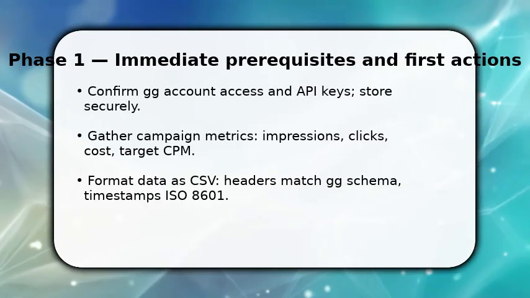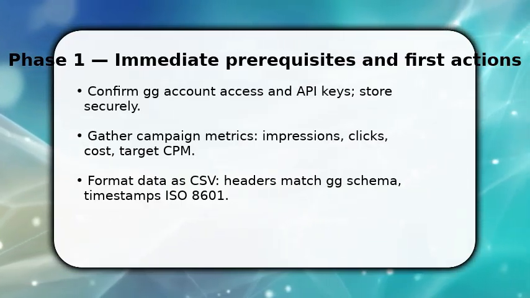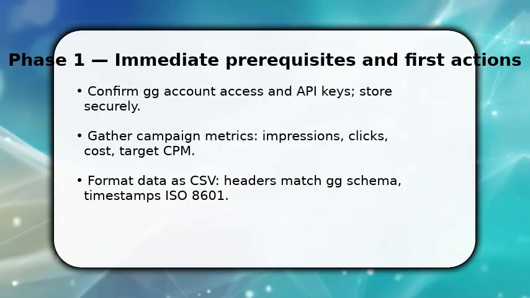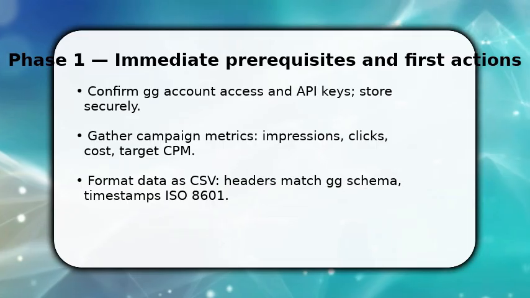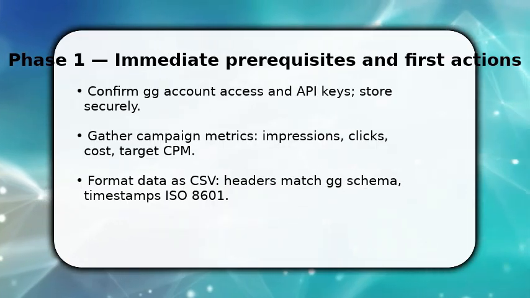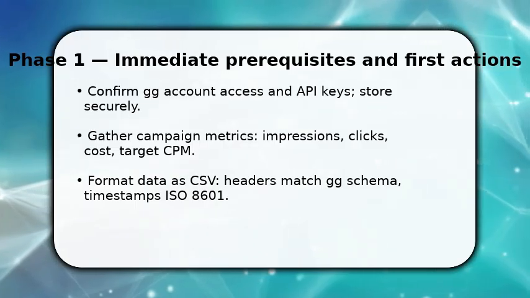You begin by preparing GG and your data so the calculation is accurate. Get API keys and permissions, then pull raw impressions, clicks, and total spend. Once done, clean the data and normalize timestamps to ISO 8601 so GG parses them reliably.